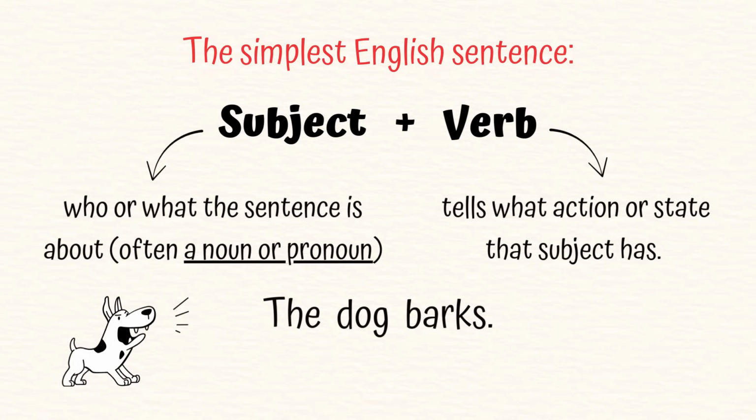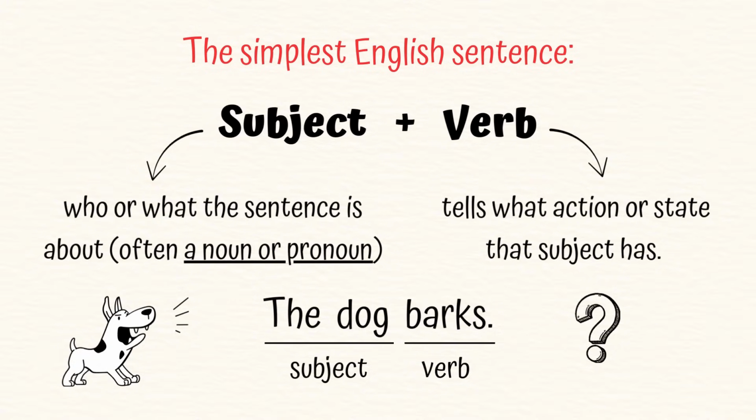For example, the dog barks. Here, the dog, subject, and barks, verb, make a complete sentence. Without a subject and a verb, a sentence doesn't make sense.